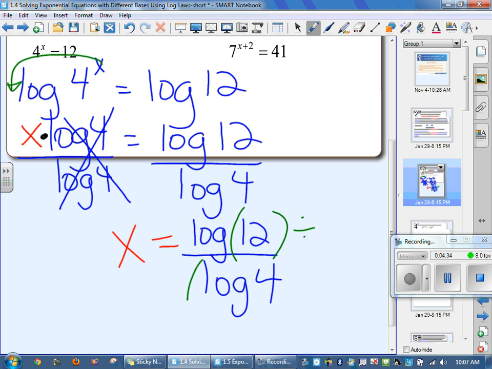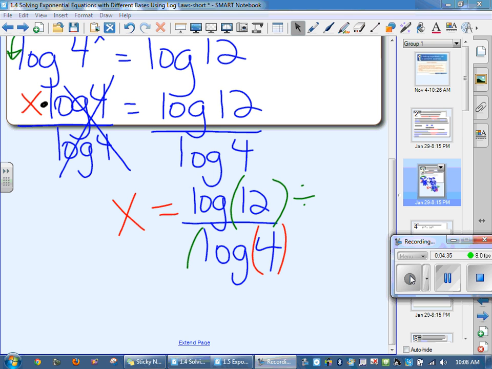What did everybody get for an answer on that one? 2 decimal places. You should get 1.79. You have to round to 2 decimal places, the hundredth. So it should be 1.79 is what you should get.